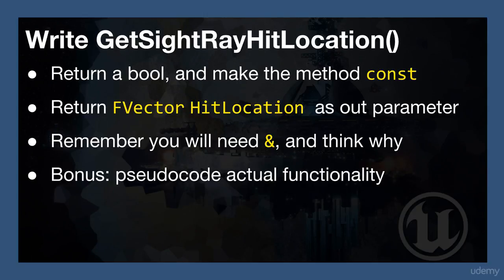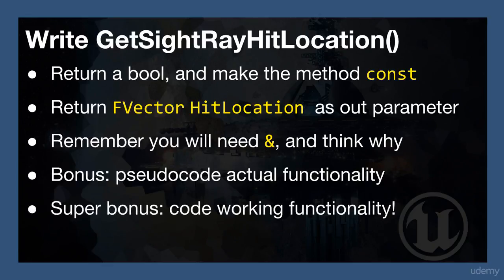As a bonus, you could pseudocode the actual functionality of this GetSightRayHitLocation method. Its purpose is to raycast through the dot, as far as we're concerned, into the landscape and determine whether we hit anything. If we do, we return true, and as an out parameter, we return where in the world we've hit, and if we don't hit anything, we return false. And as a super bonus, you get it working, but that's a bit much. If it works, then your log will continuously update with the location of where that crosshair is aiming. But as I say, that's super advanced and really only to try if you want an extra challenge. It's just for the more advanced people. So go ahead, pause the video and have a go at all that now.